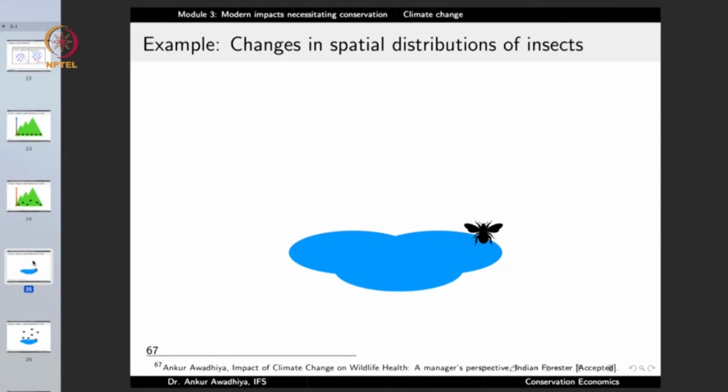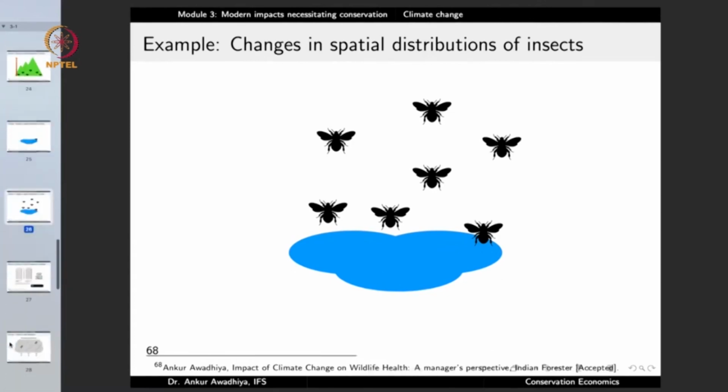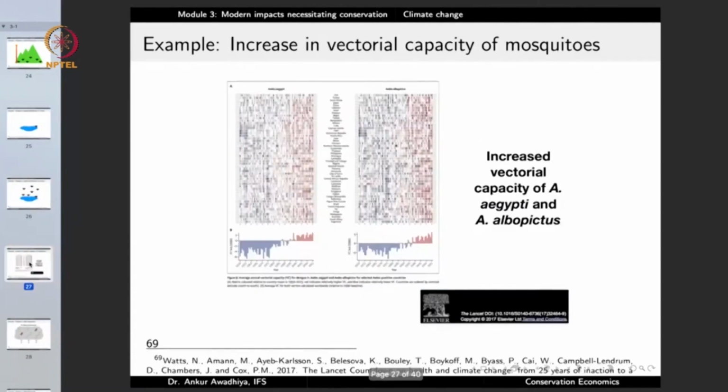Also, with increased amounts of climatic extremes, increased amounts of rains in certain areas, increased amount of flooding, we are also observing that insects are making use of these pools of water to increase their numbers because they lay eggs in these waters. We are seeing changes in the vectorial capacity of mosquitoes, or the ability of mosquitoes to transmit diseases.